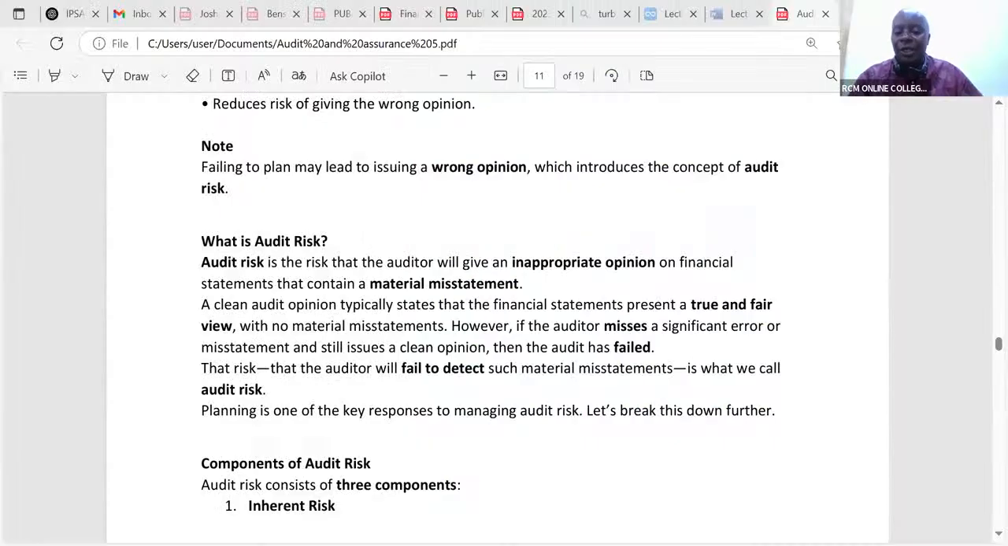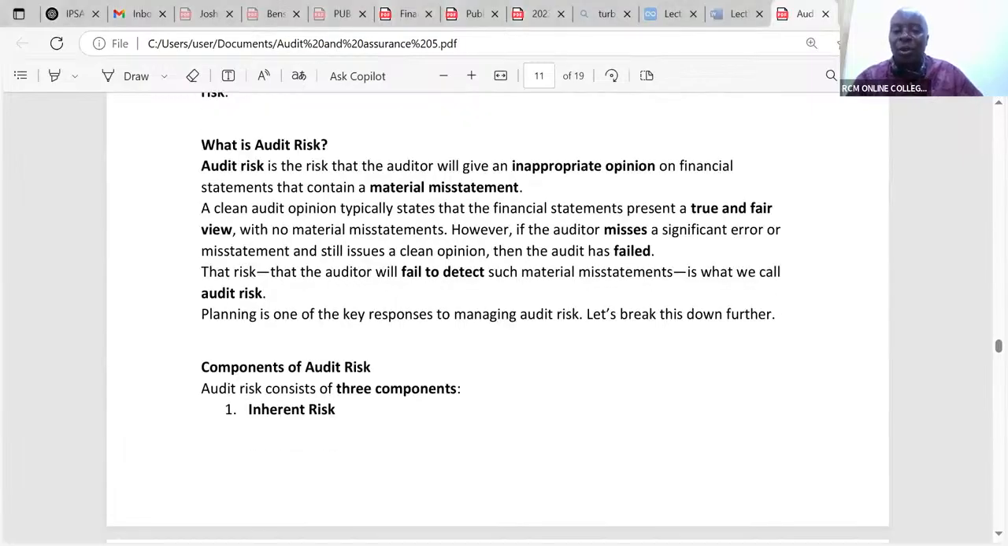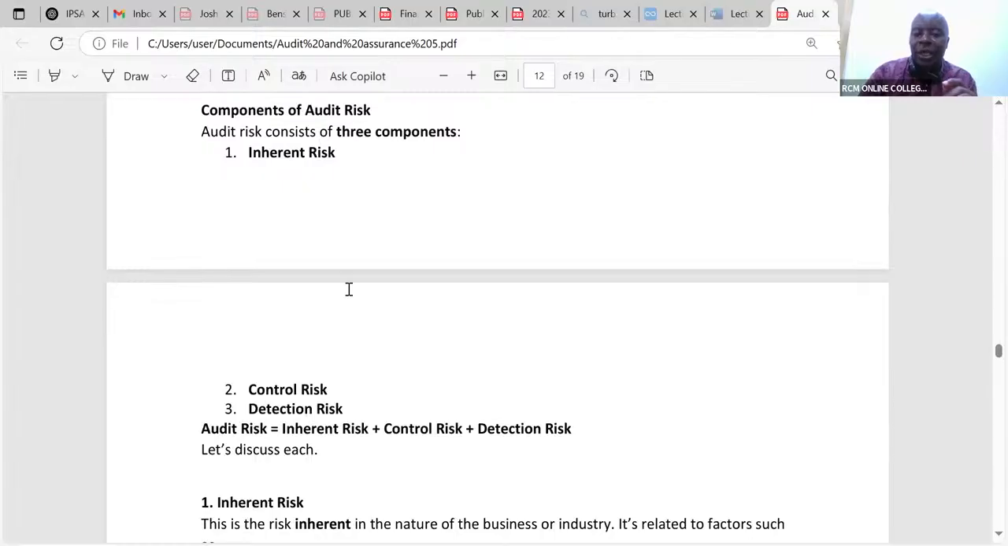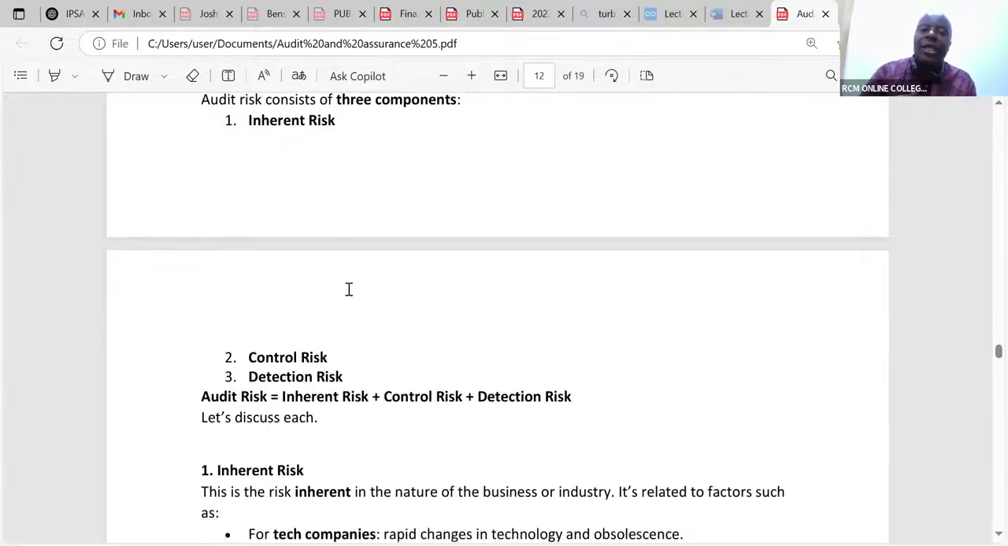Then let me continue. Now, ladies and gentlemen, we have three components of audit risk. This audit risk normally comes in three components. Audit risk consists of three components. We have inherent risk, control risk, and then number three, detection risk. We are saying that audit risk equals inherent risk plus control risk plus detection risk. So anytime you hear of audit risk, remember it has three components that must be summed together. We have IR, CR, and DR.